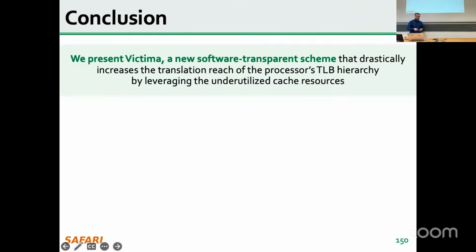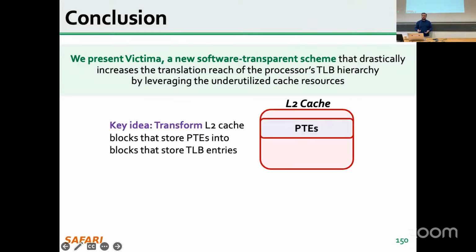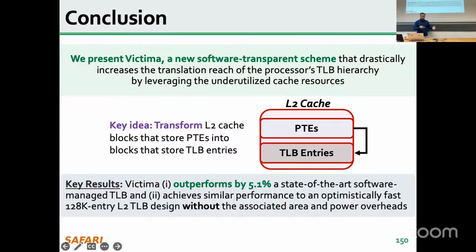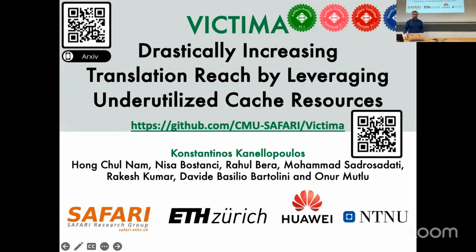In conclusion, we presented Victima, a new software-transparent scheme that drastically increases the address translation reach of the processor's TLB hierarchy by leveraging underutilized cache resources. The key idea is to transform L2 cache blocks that store page table entries into blocks that store TLB entries. Victima outperforms the state-of-the-art software-managed TLB by 5.1% and achieves similar performance to an optimistically fast 128K-entry L2 TLB design, without the associated area and power overheads. Code is open source, you can play around with it, and I'm happy to receive questions.